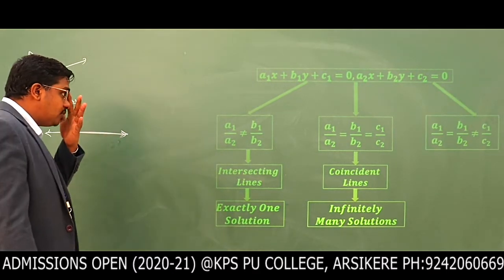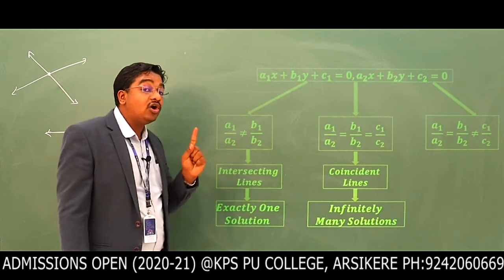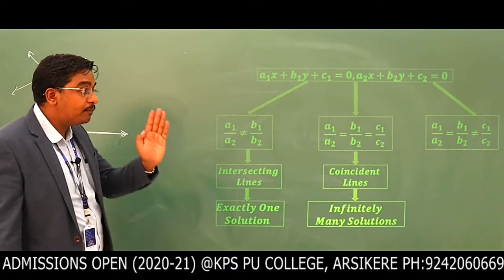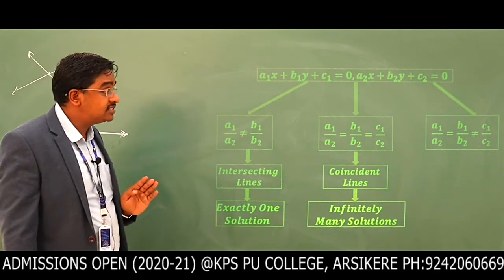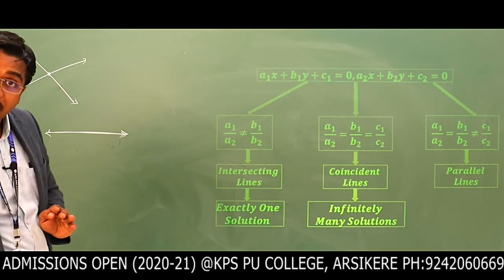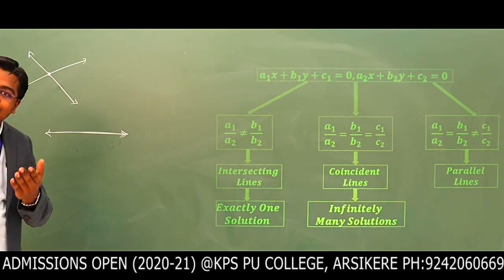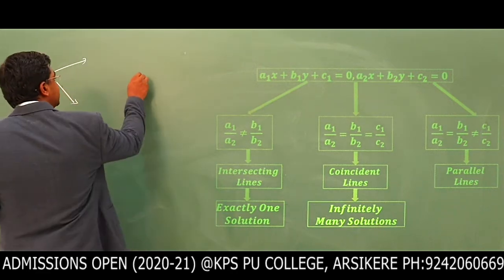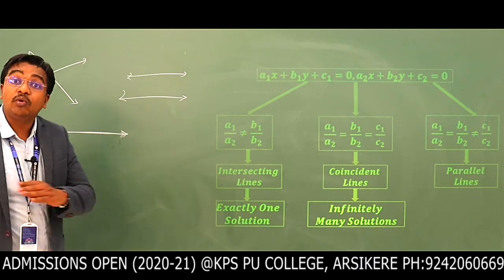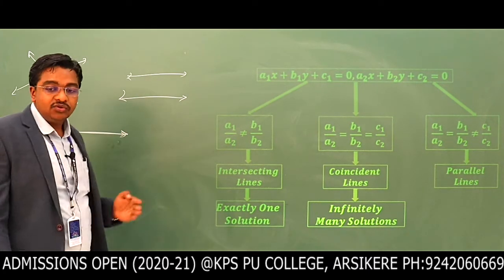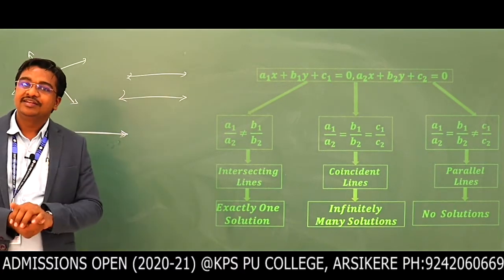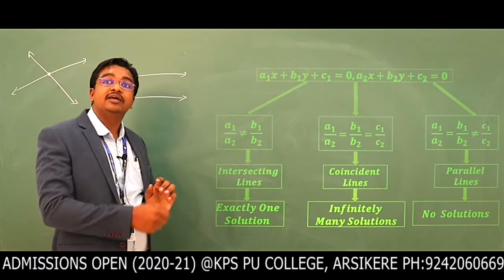Third one, just observe. Here we have a1 by a2 is equal to b1 by b2 but not equal to c1 by c2. The coefficients of x and y are proportional but they are not proportional to the constant. The c1 by c2 are not equal there. So these become parallel lines. When the lines are parallel, there is no common point. Already discussed it here. Here we have these two parallel lines. When the lines are parallel, there is no common point. Right? No common point means obviously no solution. There is no solution.